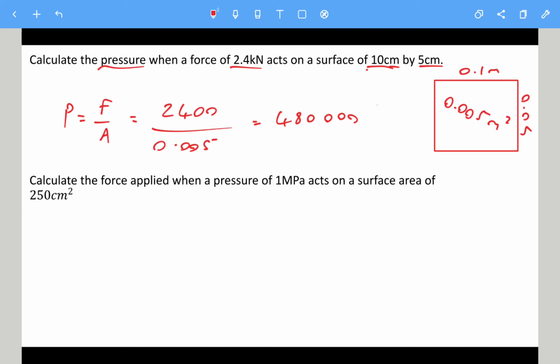Joules? Pascals. I don't know why I said joules. Or 480 kilopascals.